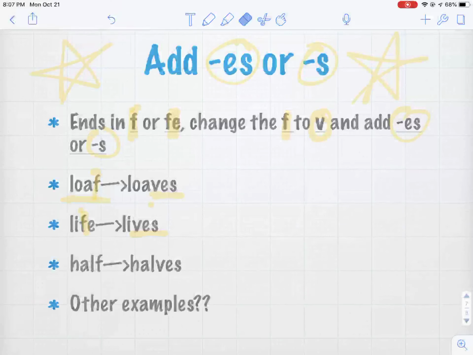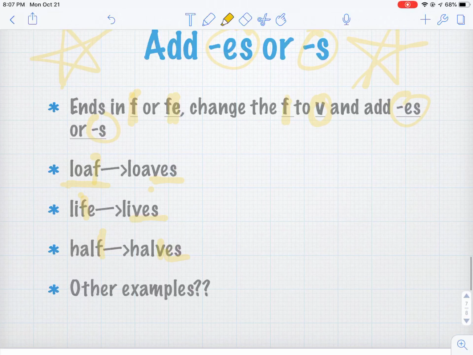Same with the word half. We don't say halfs, we say halves. Drop that F, change it to a V, add ES. Can you think of some others in your head?